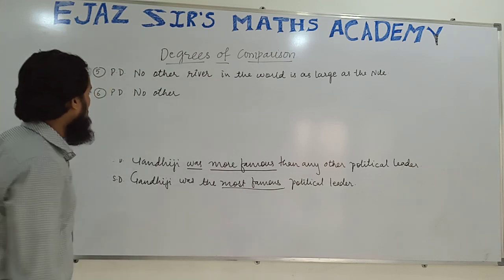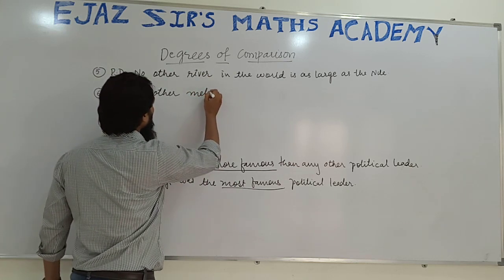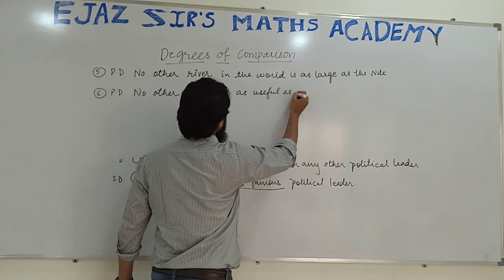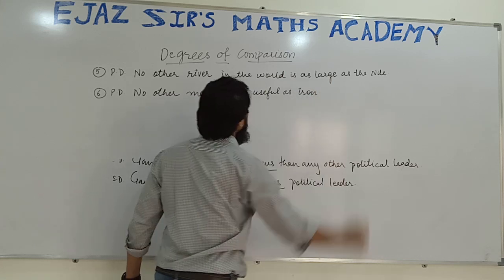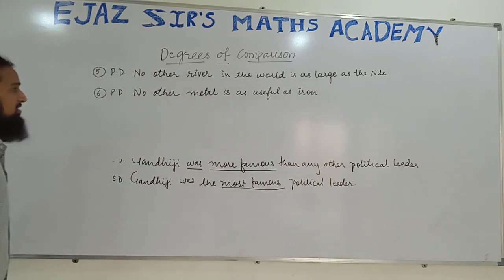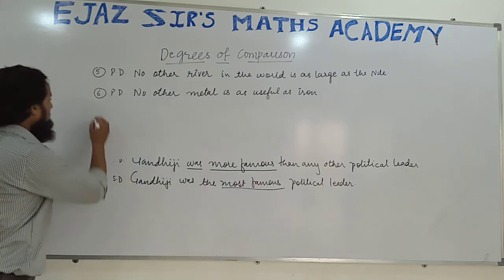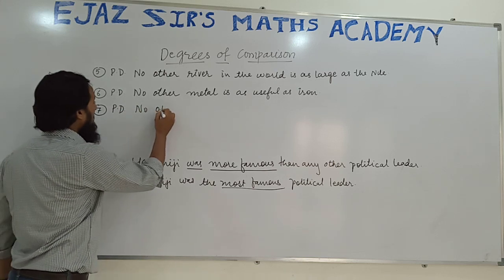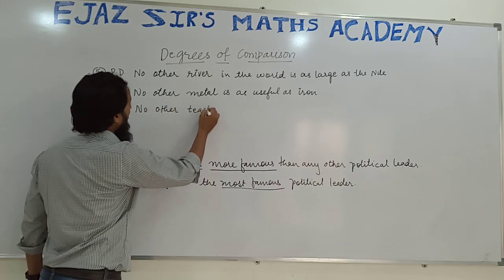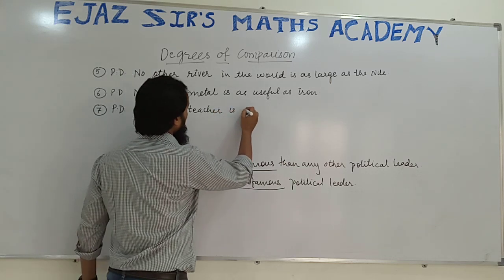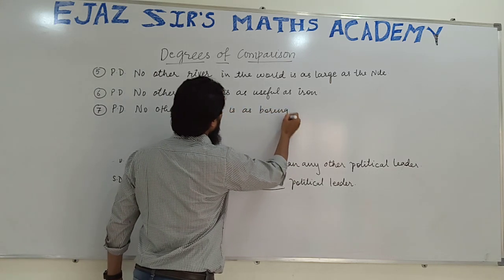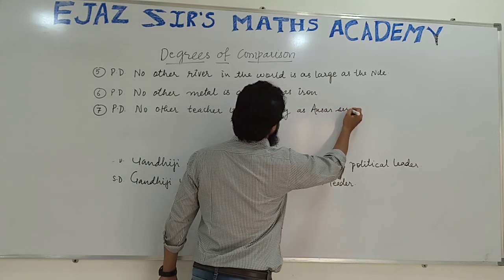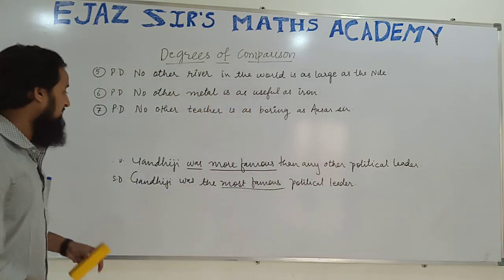No other metal is as useful as iron. R is silent there, it's iron. Number 7, positive degree. No other teacher is as boring as Ansar sir. No other teacher is as boring as Ansar sir.